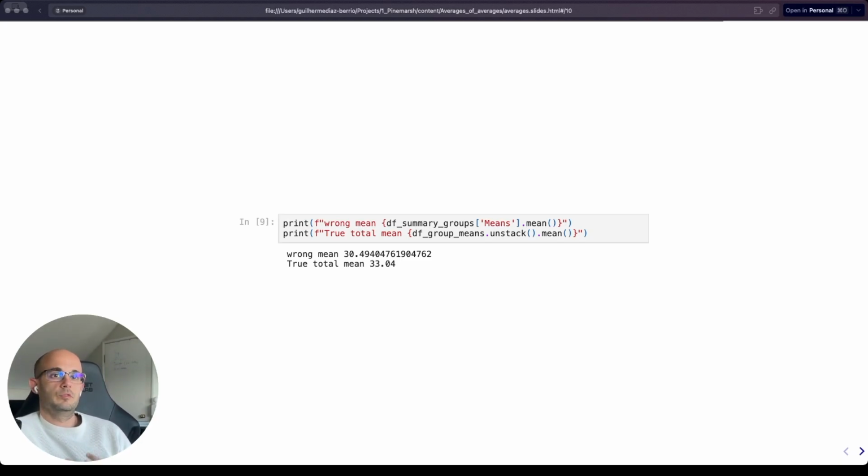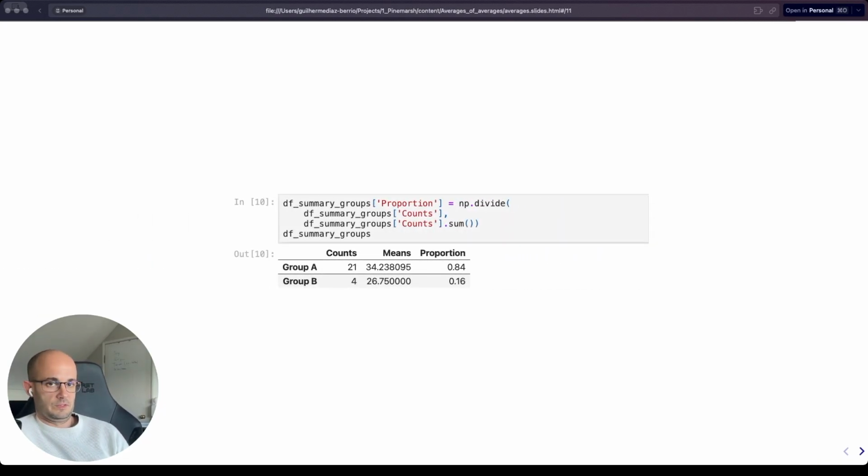Again, this is a matter of weights. You only have 4 elements in group B versus way more elements in group A, so you can't do an average on an average when the weights are different. It's the same thing as in the previous example. Now, is there any way, without having access to the underlying data, that you can correctly calculate this average? Well, there is, and that's why we calculated the counts before. If you have the counts and you have the averages, you can correctly calculate the weighted average.